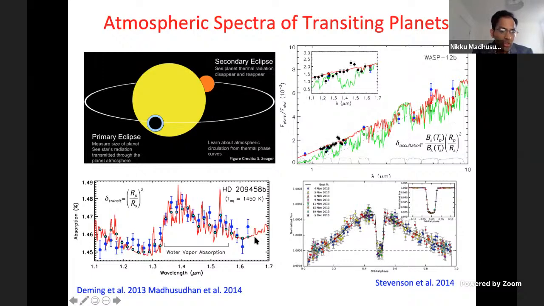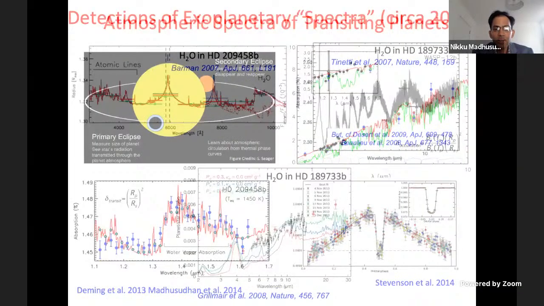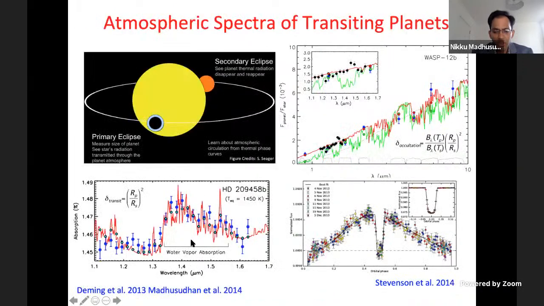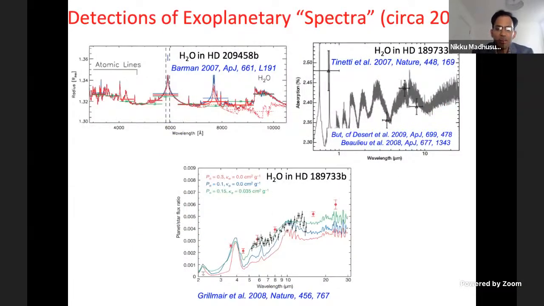So you can see there's a lot of information packed in the spectra. In one case, you're getting compositional information at the terminator, at the limb. In the other case, you're getting thermal emission information, and everything in between, you're getting longitudinal variation as well. So you can create brightness maps with those sorts of observations. Now, as great as these spectra are, and I'll show you even greater spectra, I always like to be humble about where the field started just about 10-15 years ago. These were the first observations we were using to claim water vapor detections in these planets.